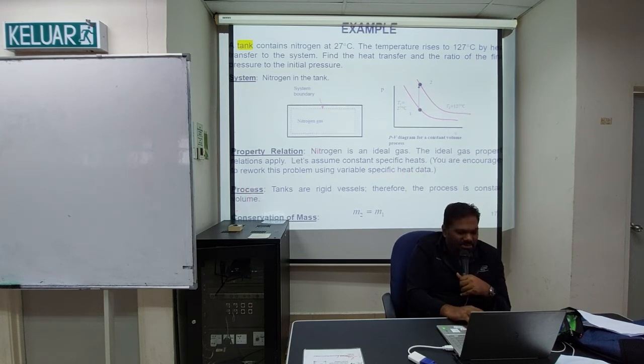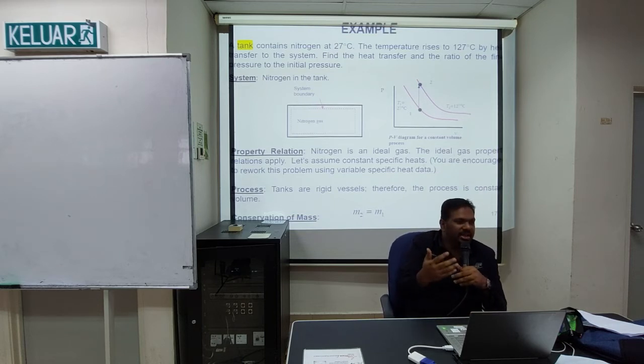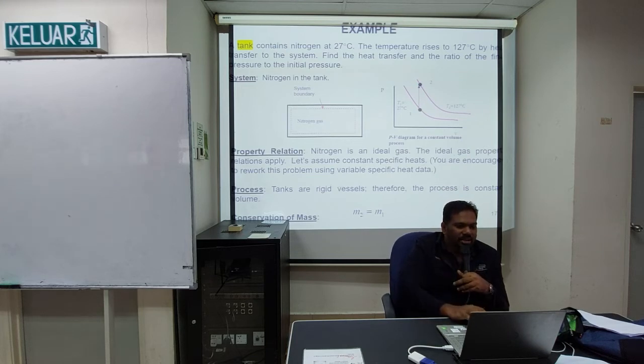Then you have a process. So what is the process? The tank is a rigid vessel, therefore it has a constant volume. You write it specifically so that you know, so you don't make mistakes. Then conservation of mass: M2 equals M1, because it's a constant volume, no mass is entering or leaving the system.